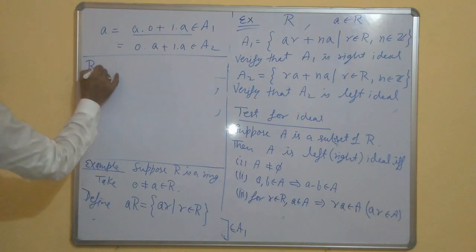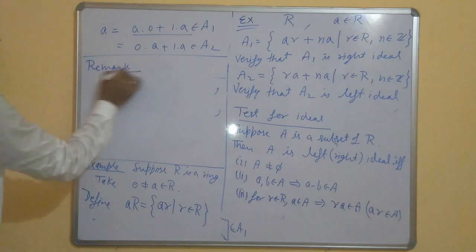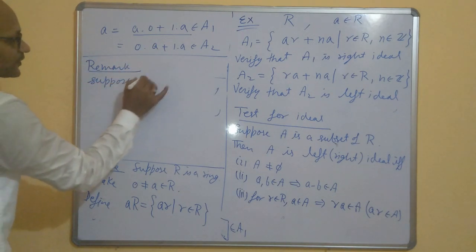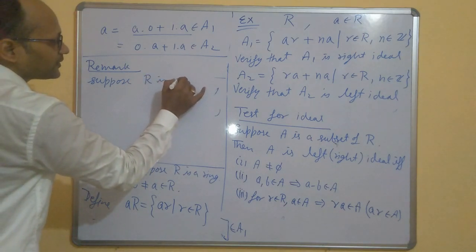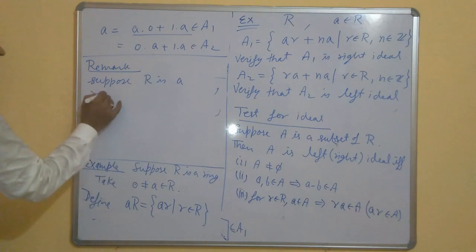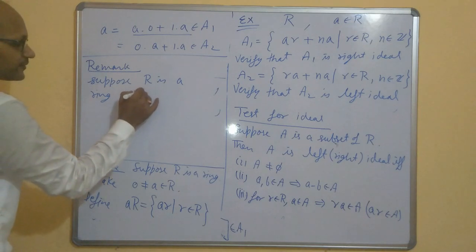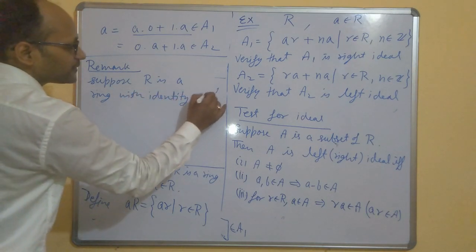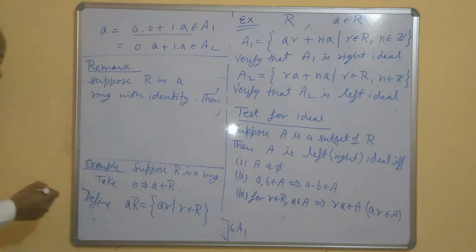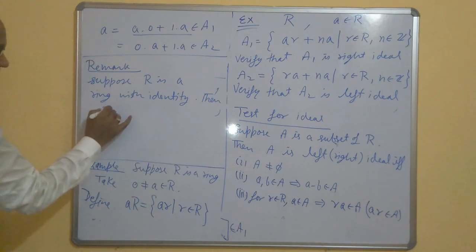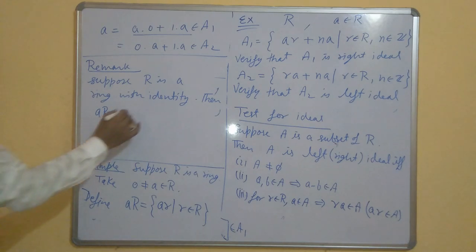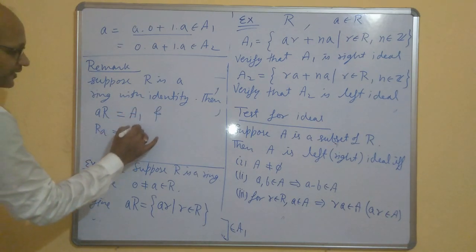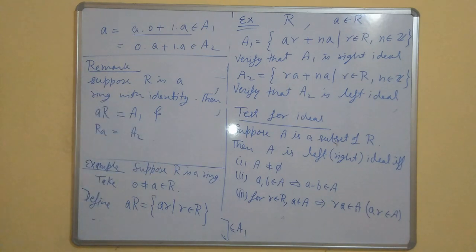So these are the left or right ideals which contain A, even if a ring has no multiplicative identity. Even then both the sets contain this element. One more remark I would like to give you. Suppose R is a ring with identity, then verify that AR is the same as A1 and RA is the same as A2. So both are the same thing.